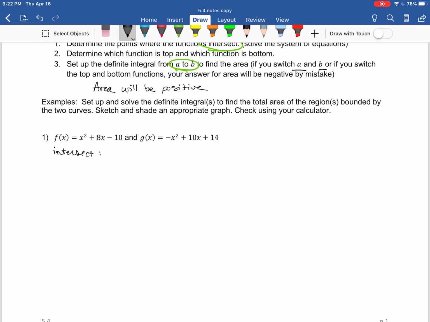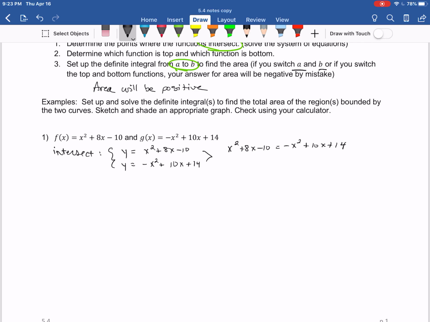This is found by solving the system of equations, y equals x squared plus 8x minus 10, and y equals negative x squared plus 10x plus 14. And so since these are both equal to y, I can write them equal to each other. Therefore, x squared plus 8x minus 10 equals negative x squared plus 10x plus 14. So I'm solving the system using substitution.